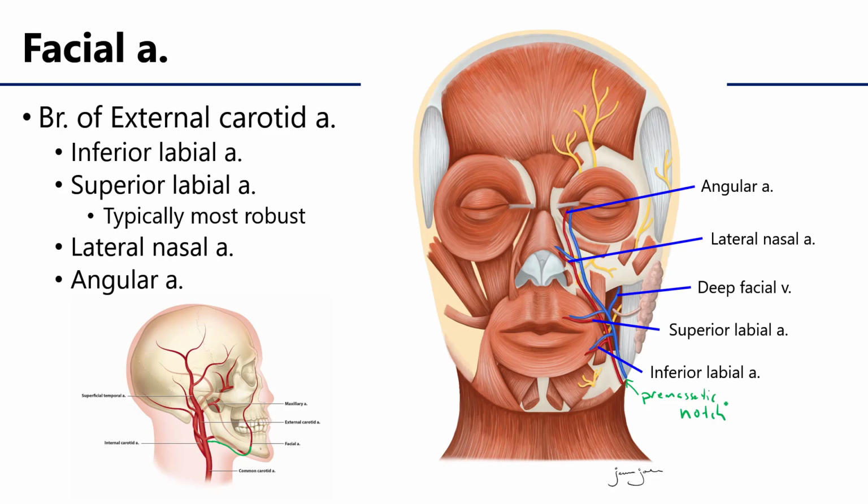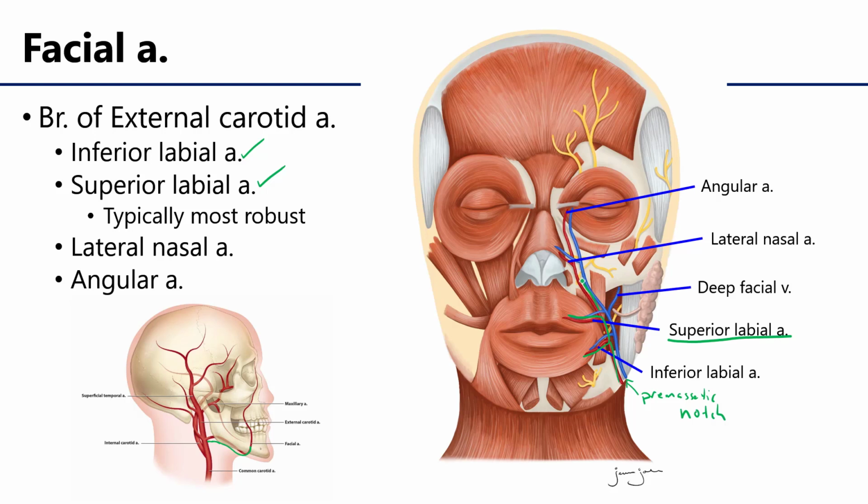So it jumps onto the face there, and it begins to ascend the face, and its first branch is to the lower lip. We call that the inferior labial artery, and it continues upwards. And the next branch is the superior labial artery to the upper lip. Generally, it's that superior labial artery which is the more robust of the two, but this is vasculature, so I'm never going to say always. And the facial artery will continue upwards.